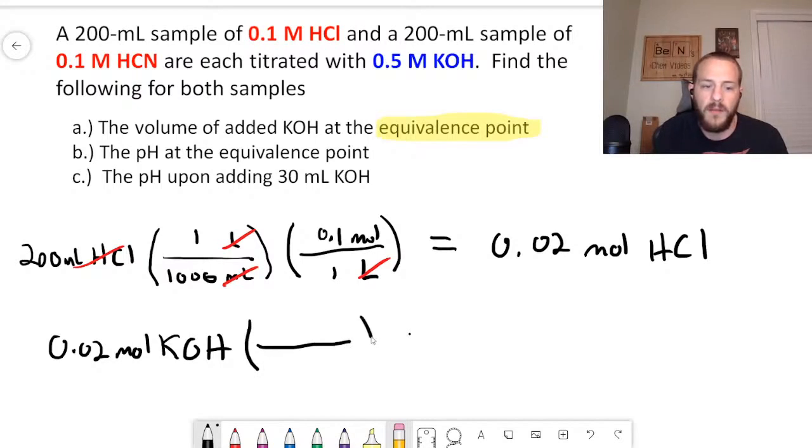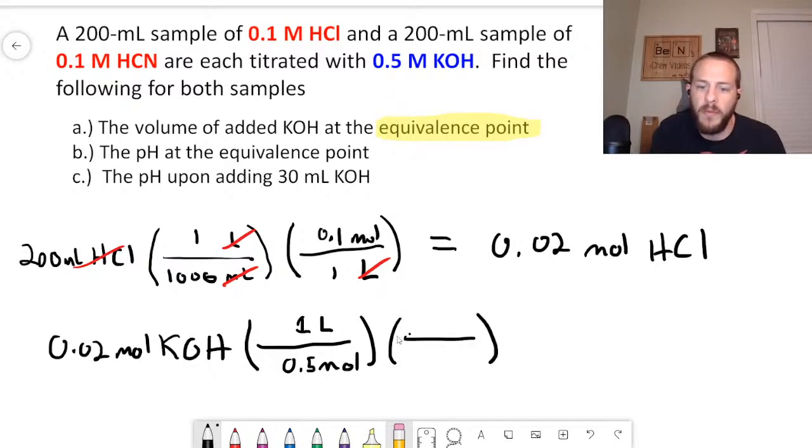So we need to take this value in moles and convert it into a volume, and we can use molarity to do that. What's the molarity of the potassium hydroxide solution? 0.5 according to the problem, right? So I'll put my 0.5 moles down here, and I'll put my 1 liter up there.